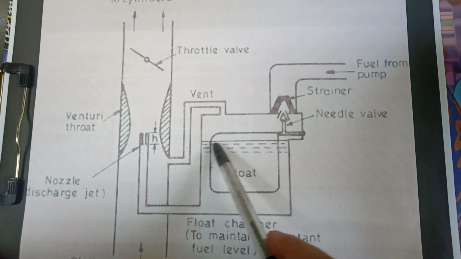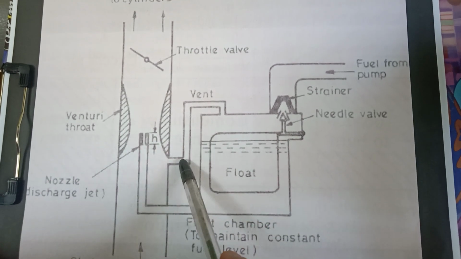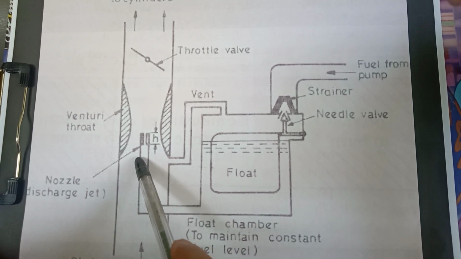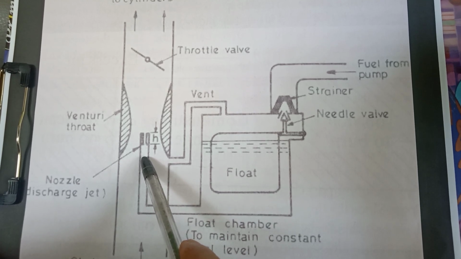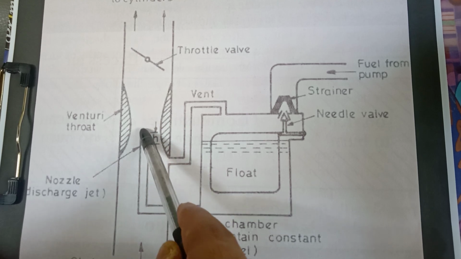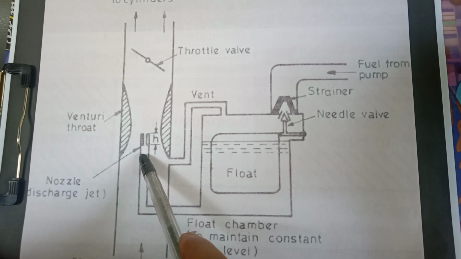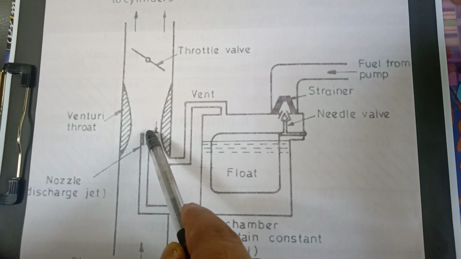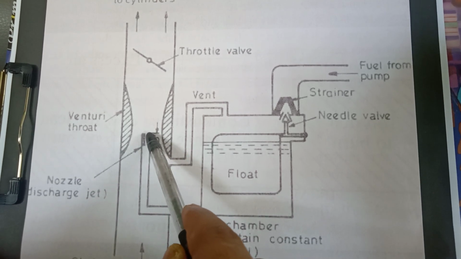At the same time, if the fuel level is below this tip, for example, if the level is here, then what happens? The fuel will fill up to this height, and a lot of vacuum is required to suck the fuel and move it into the venturi. So this is also an undesirable thing. Maintaining this level up to this tip is very important. The fuel should enter and stop at this height. So this height is very important.